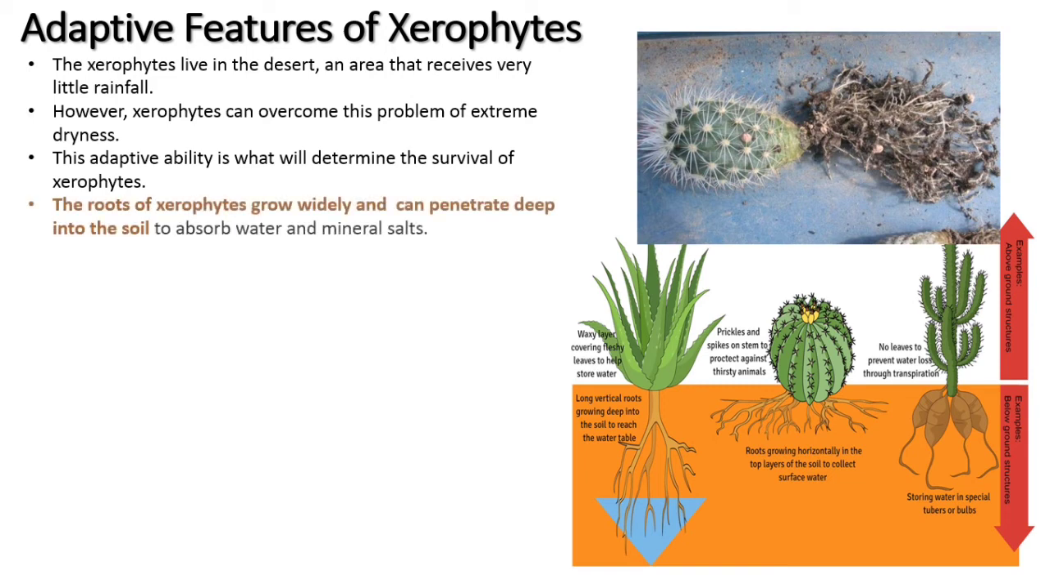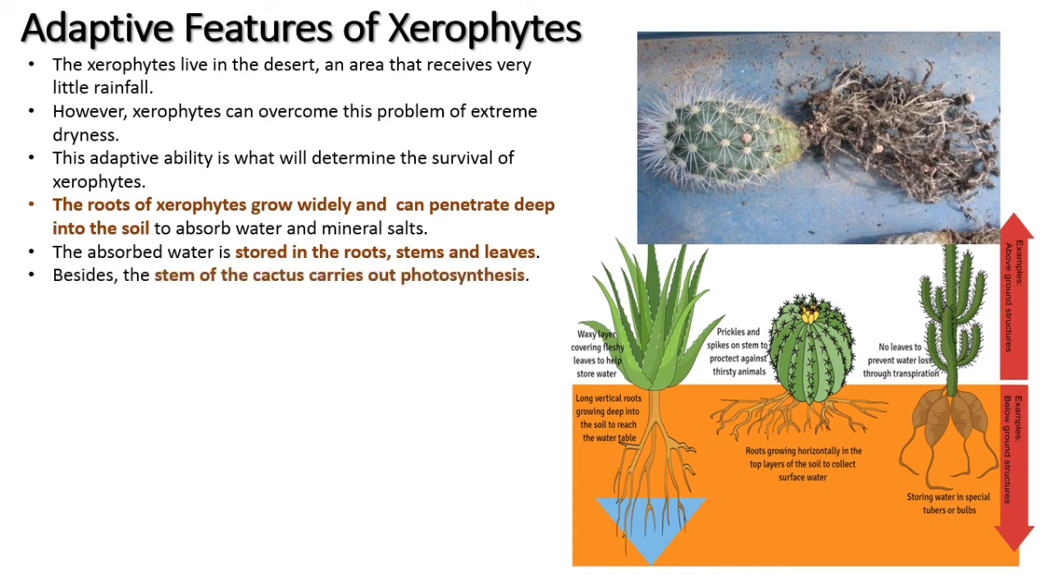The roots of xerophytes grow widely and can penetrate deep into the soil to absorb water and mineral salt. You can see the structure of the roots is very long. Vertical roots grow deep into the soil and reach the water, and the roots grow horizontally in the top layer of the soil to collect surface water. The absorbed water is stored in the root, stem and leaf. So we can see the structure of the leaf is succulent, able to store water.